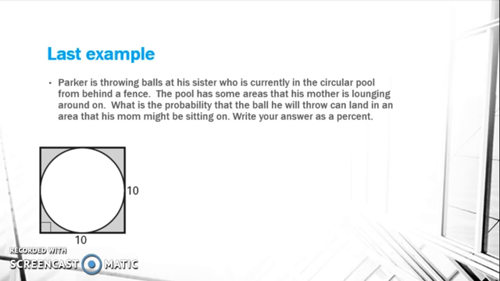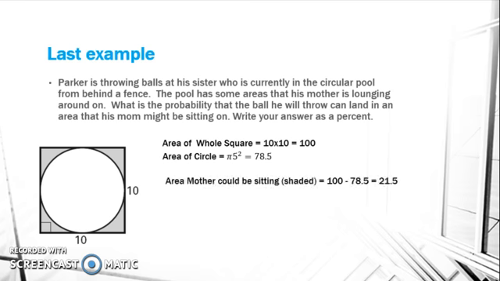So we're going to find the area of the whole square. 10 times 10 is 100. We're going to find the area of the circle, which is the pool. The radius is 5, so 5 squared times pi is 78.5. The area that the mother's in, which is the shaded region, is the area of the whole square minus the area of the circle. So 100 minus 78.5 is 21.5. So the probability of hitting the shaded region is 21.5 over the whole thing, which is 100.